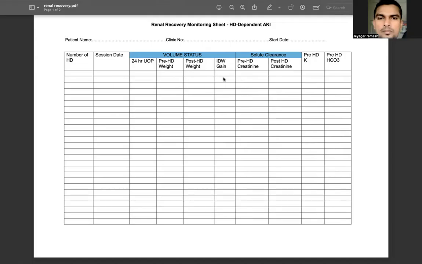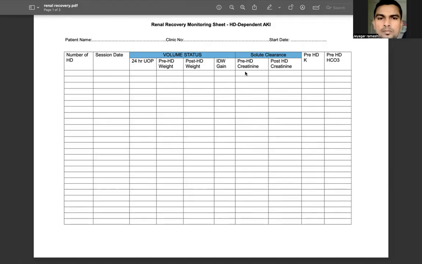So what is the interdialytic weight gain between these two dialysis sessions? It is 3 kilos. Which shows that even though the patient is producing urine, it is not enough to maintain his volume status. If his native kidney is able to maintain his volume status, interdialytic weight gain would be 0 or negative. Why? If the kidney is functioning well, it needs to maintain the body's volume status in a zero balance. So this is the first thing that we assess.